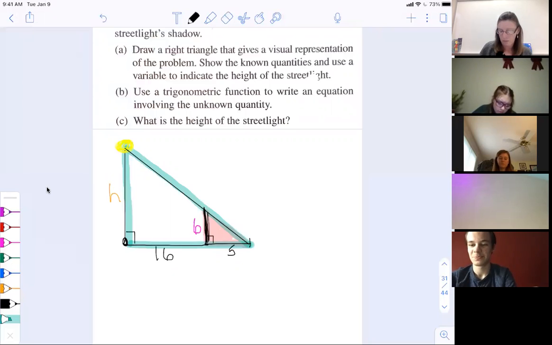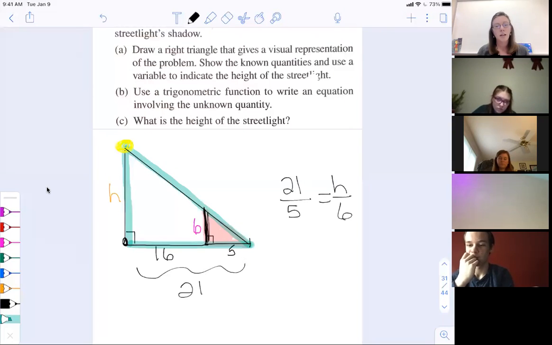Well, you could say that 21, the base of the big triangle, was to 5 as the height of the big triangle was to 6. So you can make a proportion. A proportion is two ratios, fractions set equal to each other, comparing sides of the triangle. So you can compare the entire base of the whole triangle to the base of the little triangle, and we can compare the height of the whole triangle to the height of the little triangle. So that's one way I could solve for h.